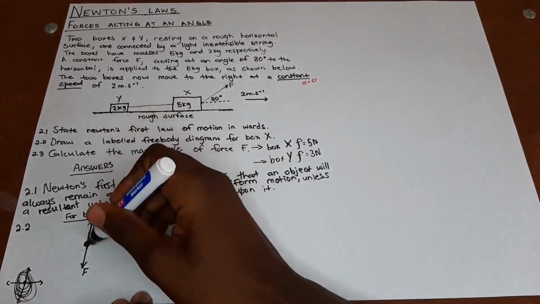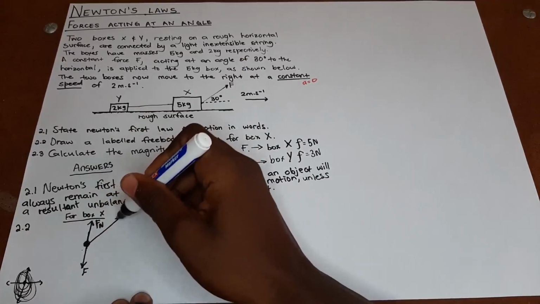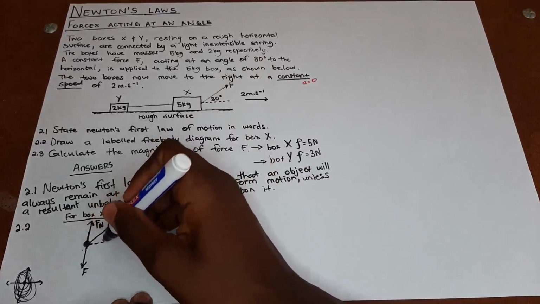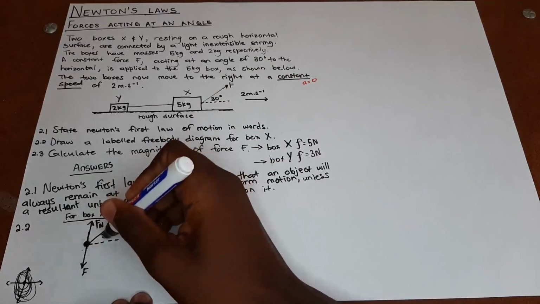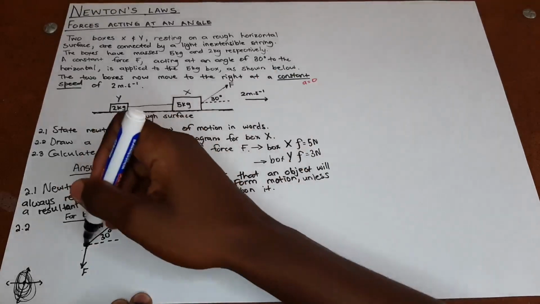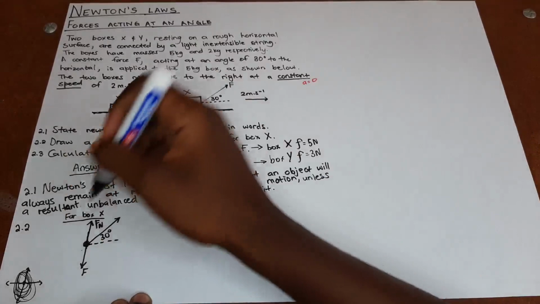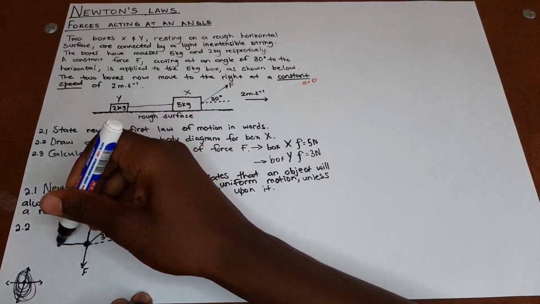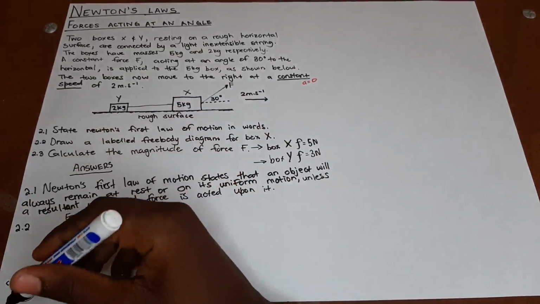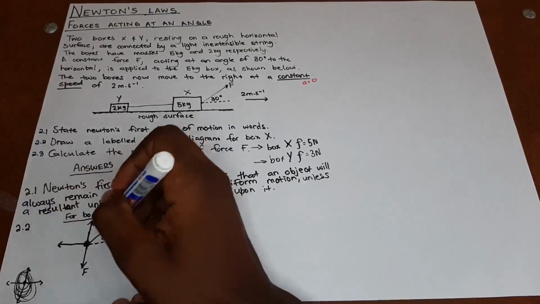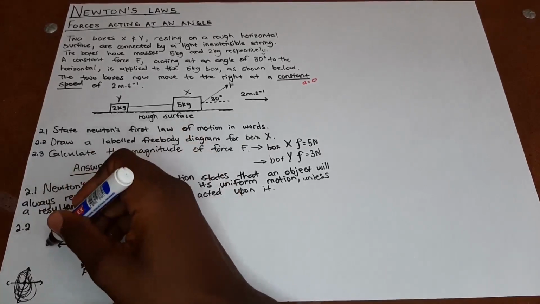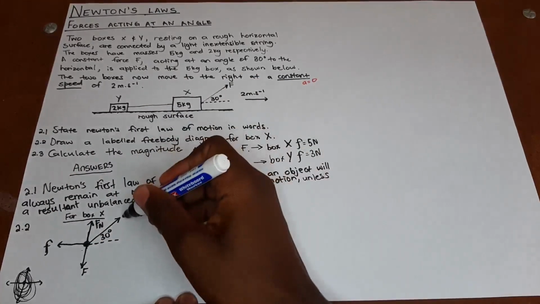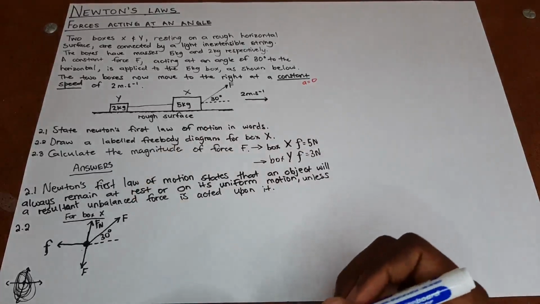So this is the force applied. This is your 30, this becomes 30 degrees, and there's a friction there in that box X. The magnitude of the friction is smaller than this one. So this is your friction, and this is your F, the force applied.